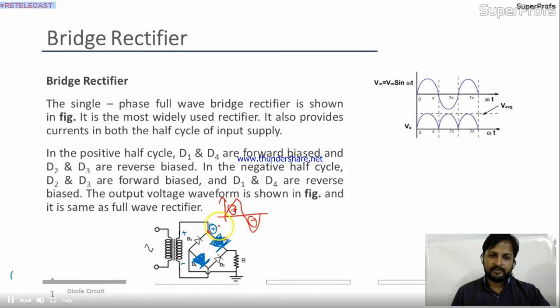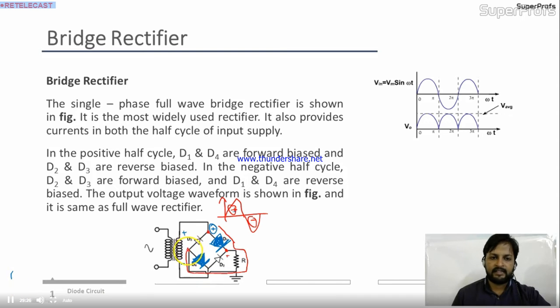D1 is forward bias, so current will go to D1. Now the current will go to this side because D2 will be in reverse bias. This terminal is at higher potential, so this will be reverse bias. The current will go to R, and from R it will move like this.